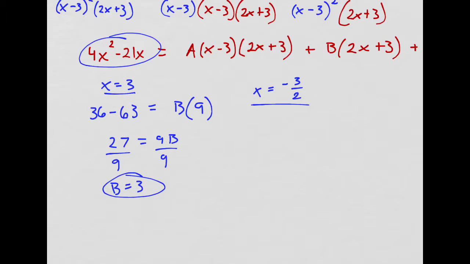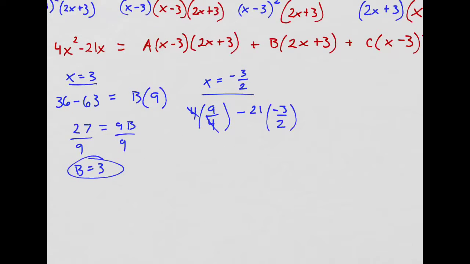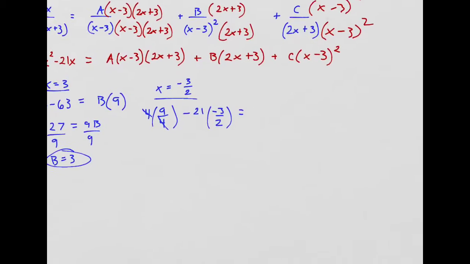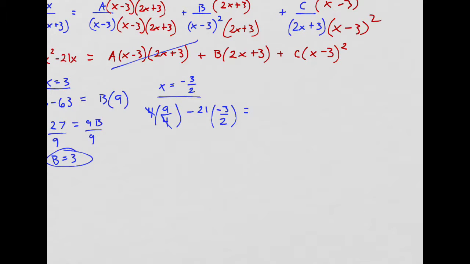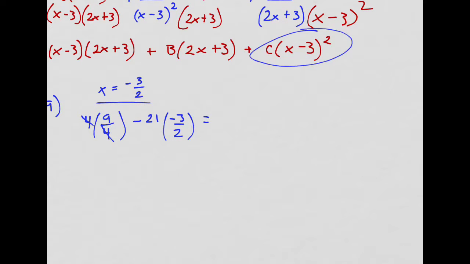So this is 4 times 9 over 4, right? Because I square this. Negative 3 times negative 3 is 9, and then 2 times 2 is 4. So that's that. Oh, that's nice. Minus 21 times negative 3 over 2. Right? So that's the left side. So I get some things there, and I'm going to simplify in a little bit. This goes away. This goes away. And this does not. So I got to figure that out.